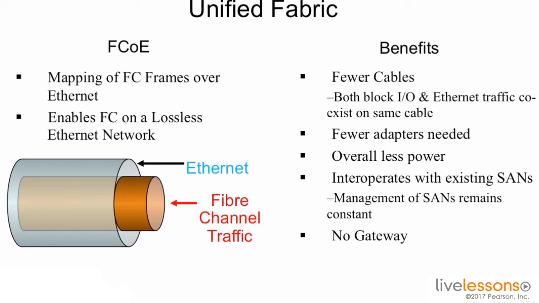The benefits of this protocol is that we used to have cables for Ethernet networks and cables for SANs, but by combining both of those over a single cable, we can have fewer cables in the data center, which means less complexity, better airflow, a smaller number of adapters needed per server, and overall less power. Above and beyond that, this Fibre Channel over Ethernet protocol interoperates with existing SANs and can integrate into your current management platforms.